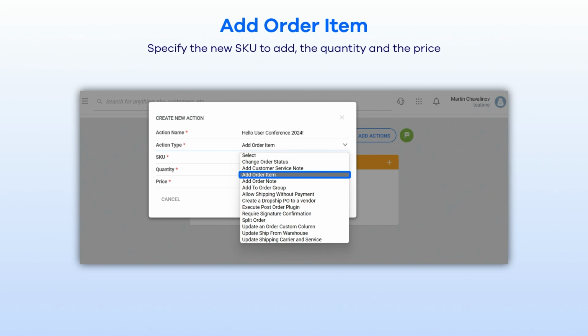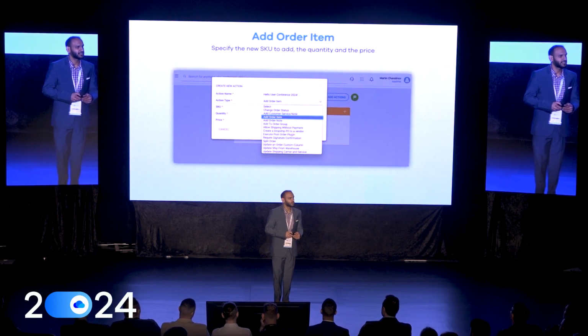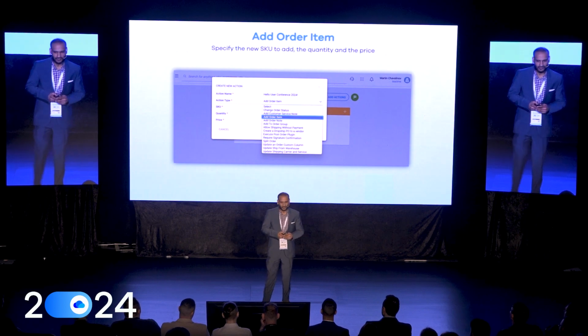Now, this is add an order item. This new action allows you to add certain products to a new order. Some people are probably wondering, why would we do that, right? This customer on a channel places an order, you want to fill it, get it out the door.